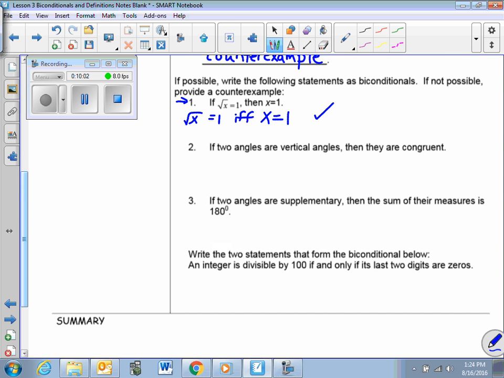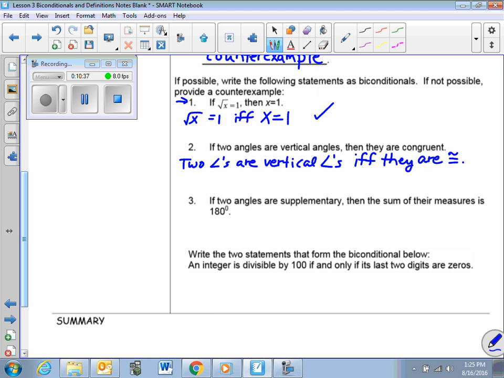How about this one? If two angles are vertical angles, so let's do this. Two angles are vertical angles if and only if they are congruent. Well, that sounds right, but let's write it backwards and see what happens. Two angles are congruent if and only if they are vertical angles. Well, that's not true, is it? We can come up with a counterexample, right?